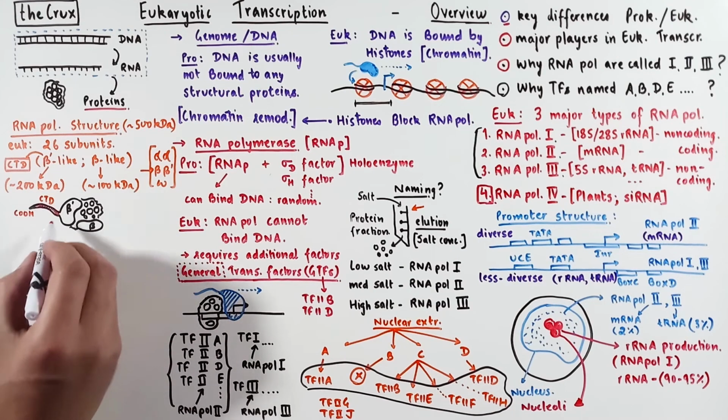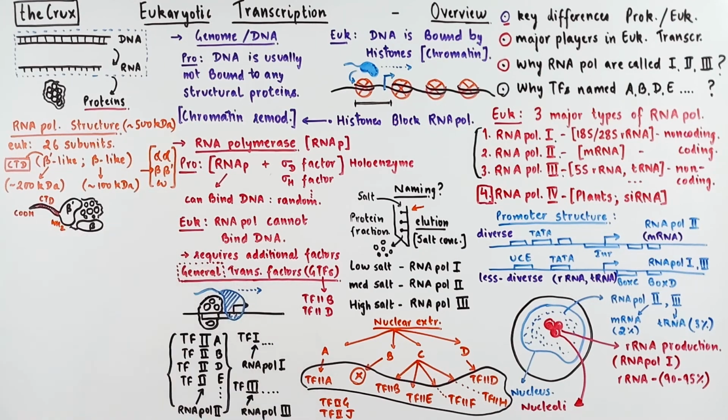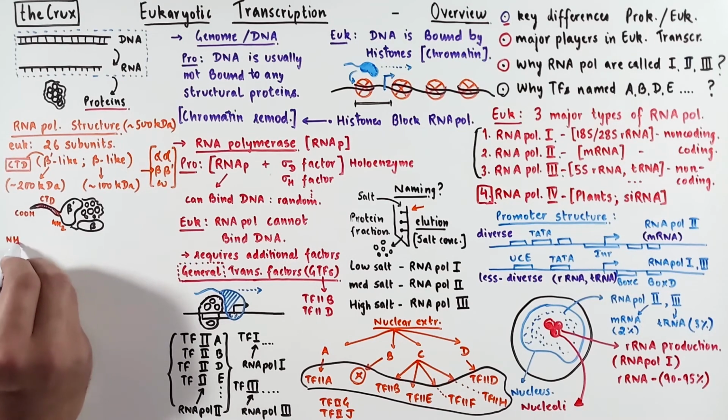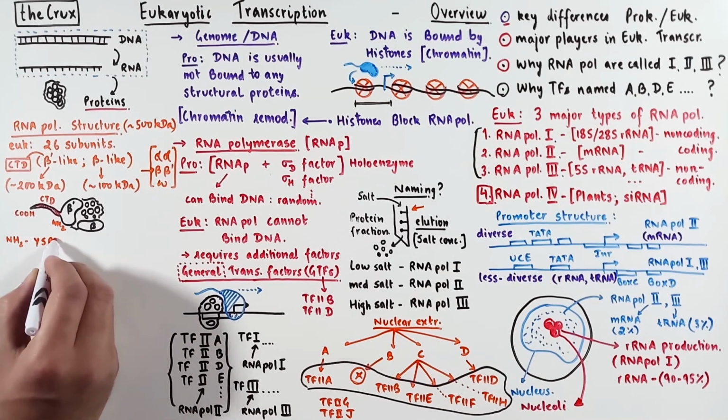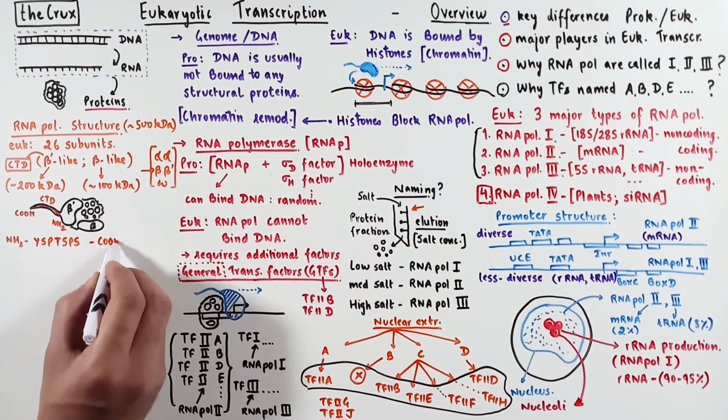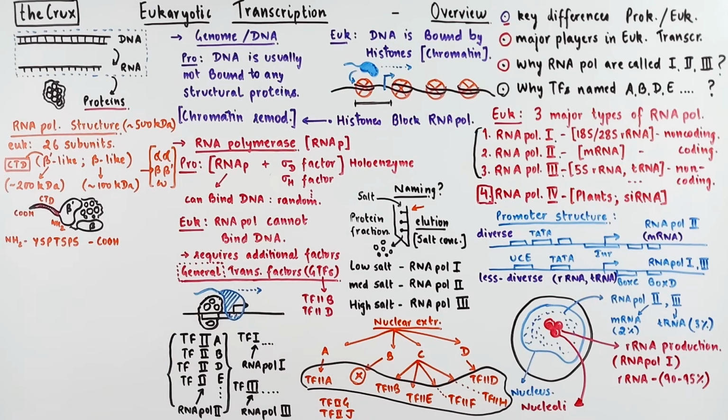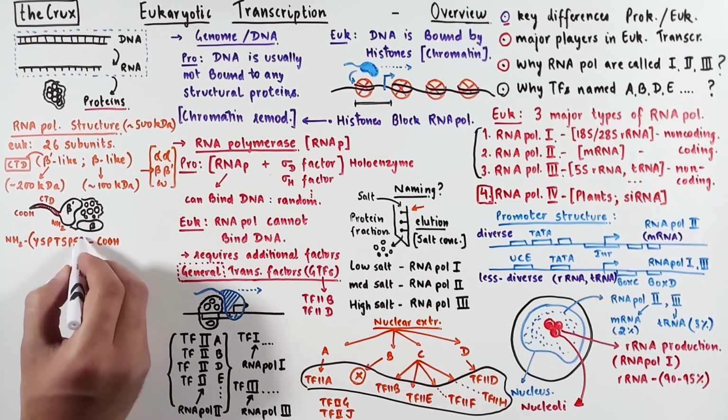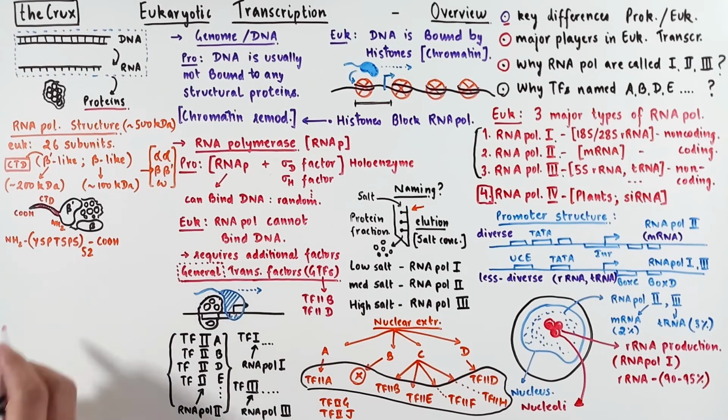Somewhere over here, let's say, is the start of the C-terminal domain. So if we write the C-terminal domain from the start as a repeating unit, we have YSPTSPS. And in humans, these 7 amino acids are repeated about 52 times. So the C-terminal domain is quite long. The alphabets here are single letter codes for amino acids. So Y stands for tyrosine, S for serine, P for proline, and T for threonine. We will see the C-terminal domain in action in future when we discuss the mechanism of transcription.